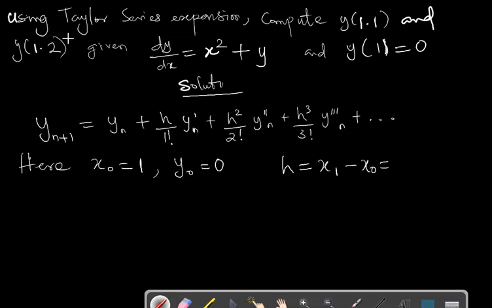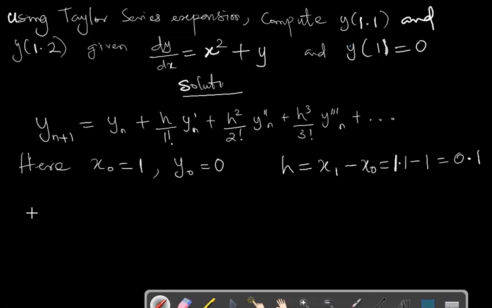So what is our x naught? This is our x1. This is the next value of x from x naught. This is going to be 1.1 minus 1. So the step length is actually 0.1. So we have gotten the value of our h to be 0.1, because the x value is moving at 0.1 length, stepping from 1 to 1.1, 1.2, and so on. So that's the step length, the h value.